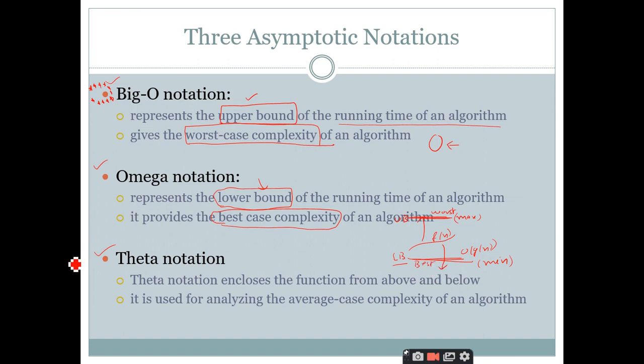Other than these two, we have the theta notation, big theta notation. Theta notation encloses the function from above and below, right? So it is used for analyzing the average case complexity of an algorithm. Is it clear up to this point? Yes sir.